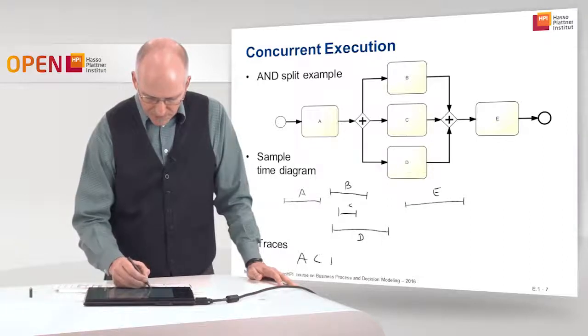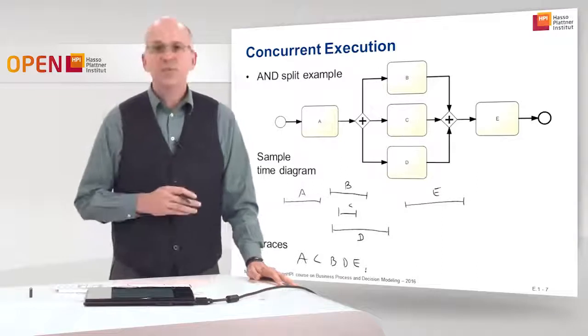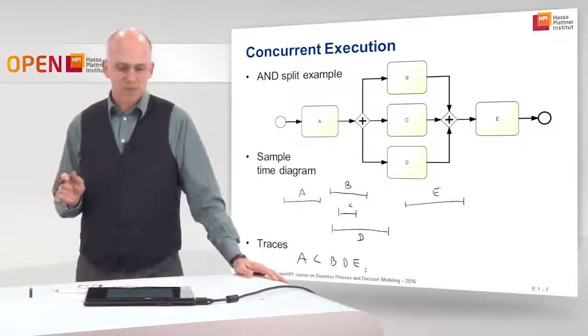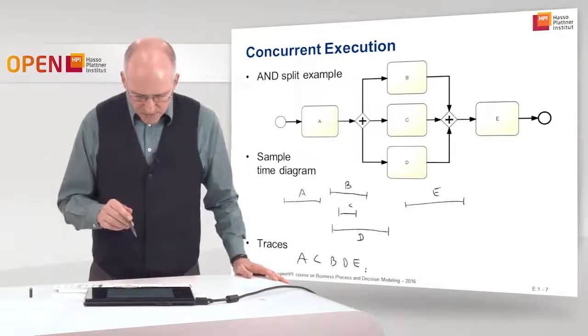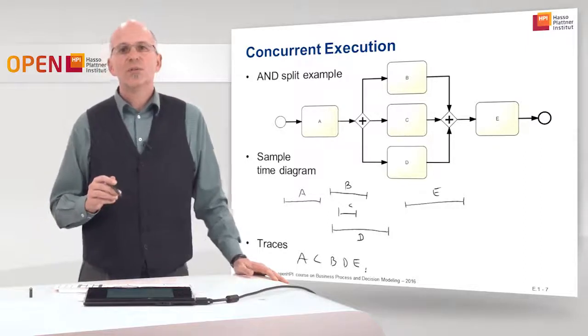Then we have B. Then we have D. And then we have E. That's the first trace. That's one trace that is possible here: A, C, B, D, E. That's the order of termination.